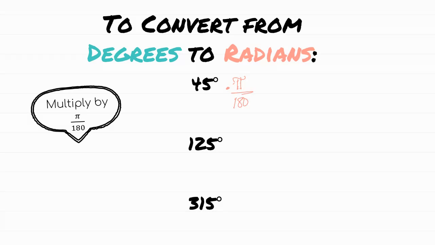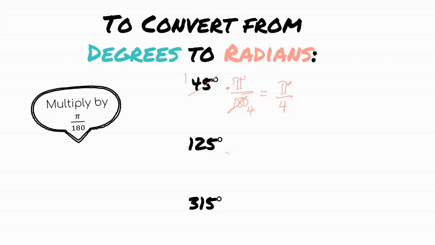Now, what I'm doing here is I'm not actually multiplying this out. I'm reducing the 45 and the 180 by what they have in common. Both of them can be divided by 45, which leaves me with a 1 and a 4. Now I simply multiply 1 times pi, which is pi, over my denominator, which is 4. This is pi over 4 radians. This is the radian measure of a 45-degree angle.